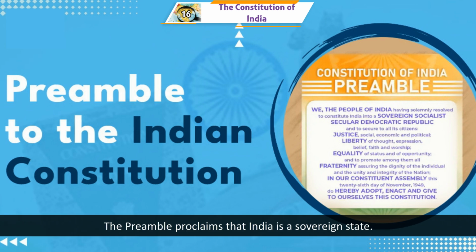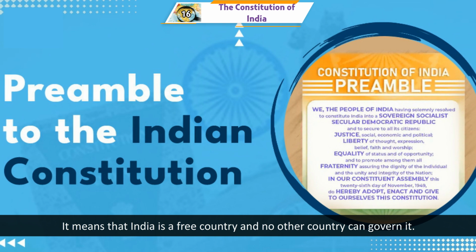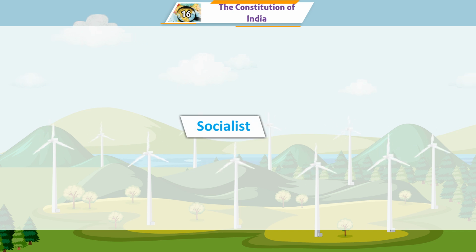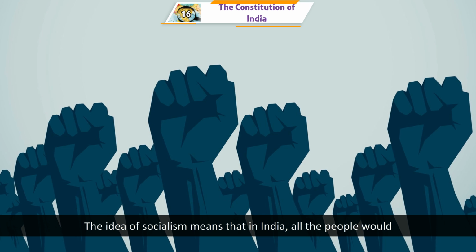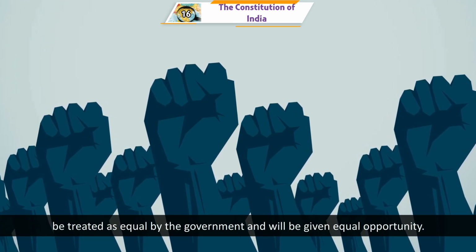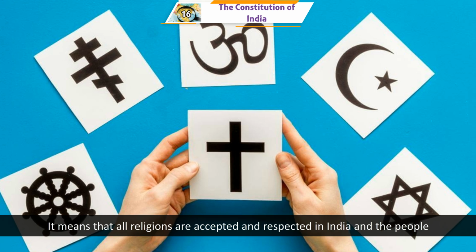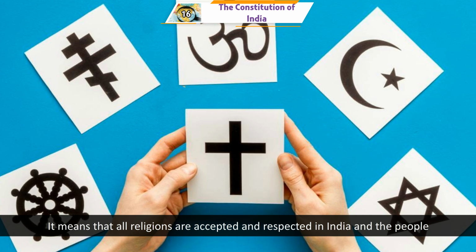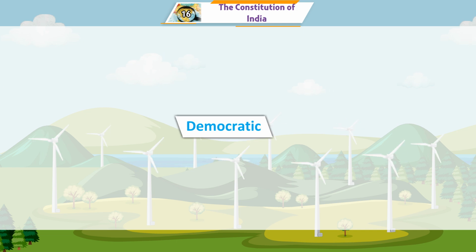Sovereign. The preamble proclaims that India is a sovereign state. It means that India is a free country and no other country can govern it. Socialist. The idea of socialism means that in India, all the people would be treated as equal by the government and will be given equal opportunity. Secular. It means that all religions are accepted and respected in India, and the people are free to choose and follow any religion they want.